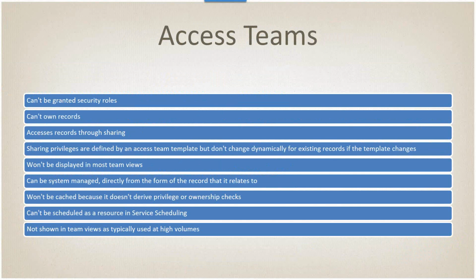So you create a team. It can be automatically populated, by the way, by CRM itself, or you can do it manually. I think most people, when they set this up, actually use the automatic team membership. A lot of these access teams, if they're system generated, are hidden from team view, so you have to very specifically go look for them, and we'll cover that later on maybe. They can be managed by the system directly, so you don't have to worry about it, or you can do it manually. One of the interesting things is that they won't be cached because they don't derive privileges or ownership checks. So basically, you don't have to worry about it causing problems with stale data or things like that.